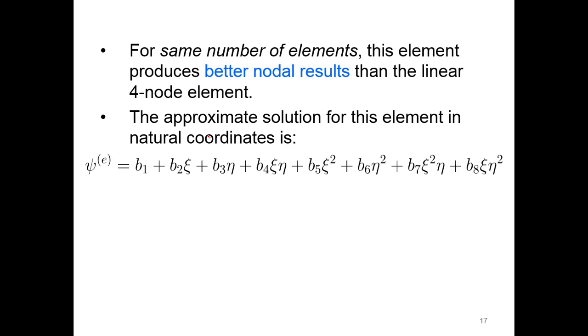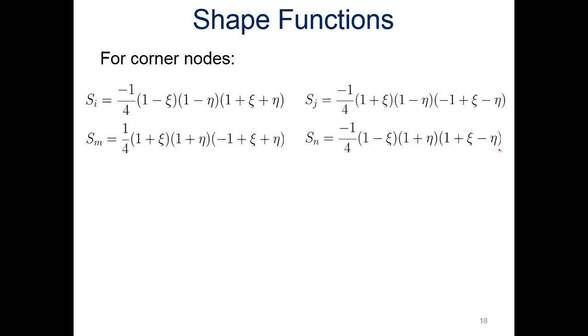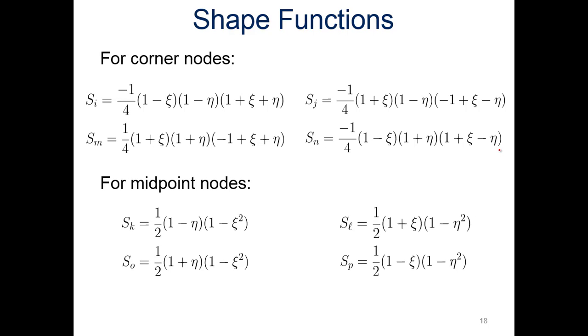The approximate solution for this element obviously gets bigger, so now we have 8 different coefficients: 1, 2, 3, 4, 5, 6, 7, and 8. All right, wow, that's a bunch of stuff to solve for. Using boundary conditions, we can solve for those unknowns, but determining the shape functions is a huge task. It can take a while to do that, but it can be done. For the corner nodes, we have these for I, J, M, and N. And for the midpoints, we have these shape functions for K, L, O, and P.